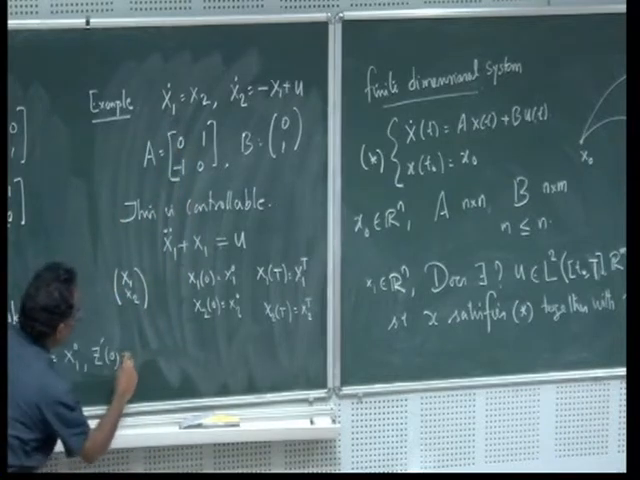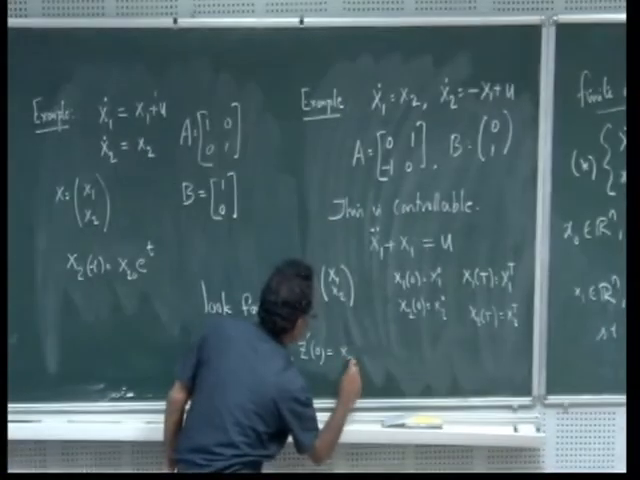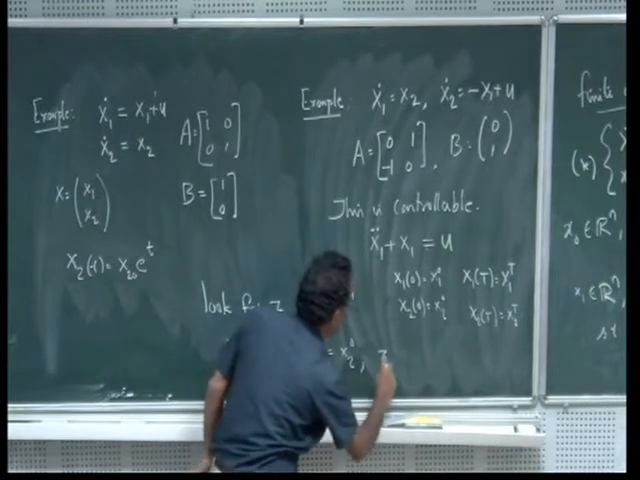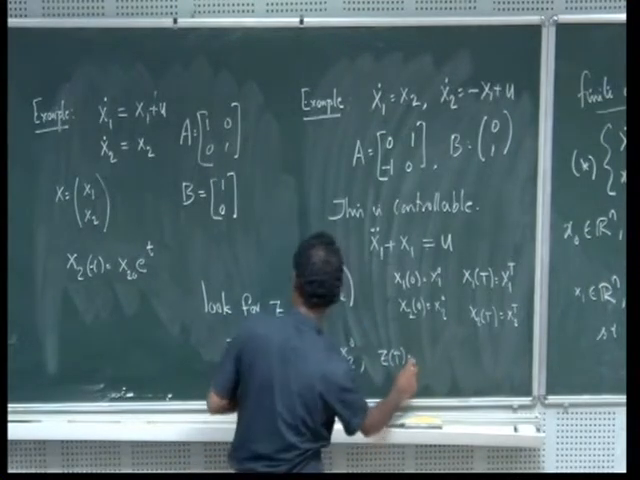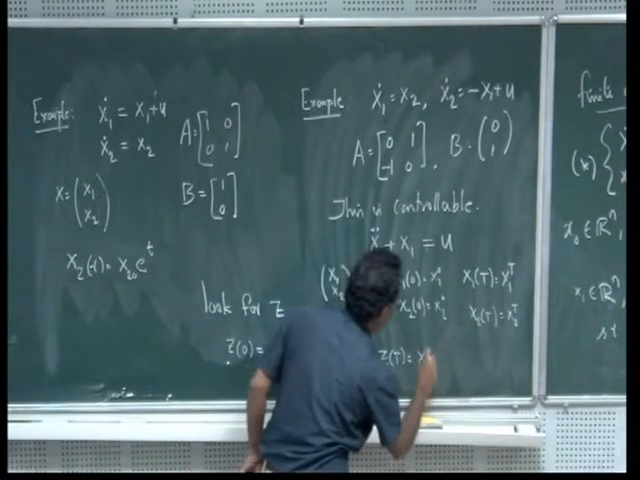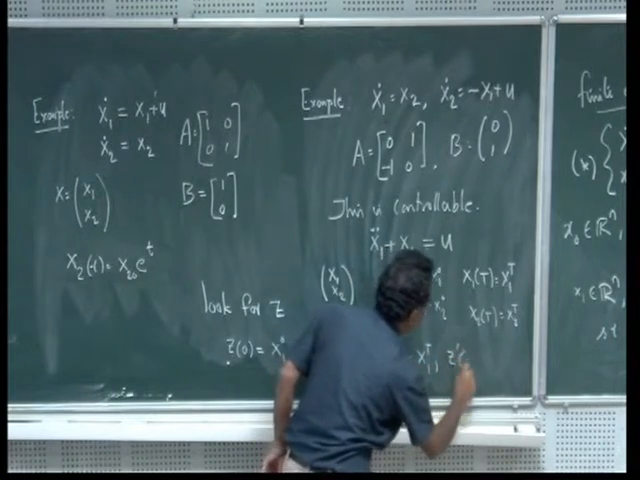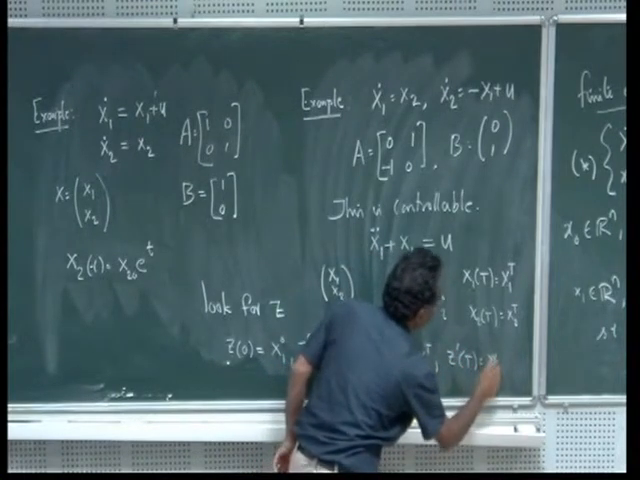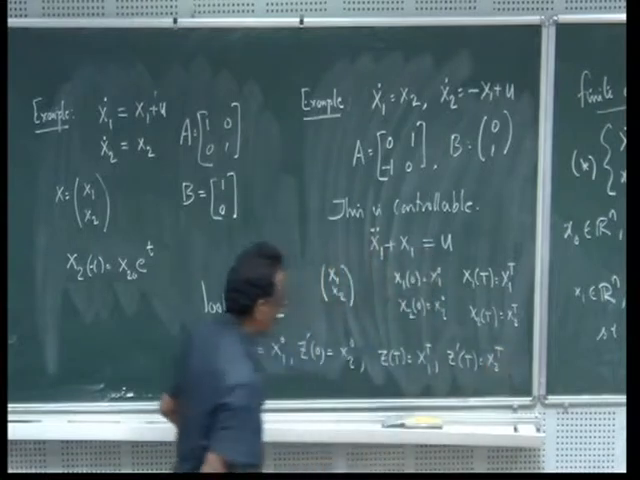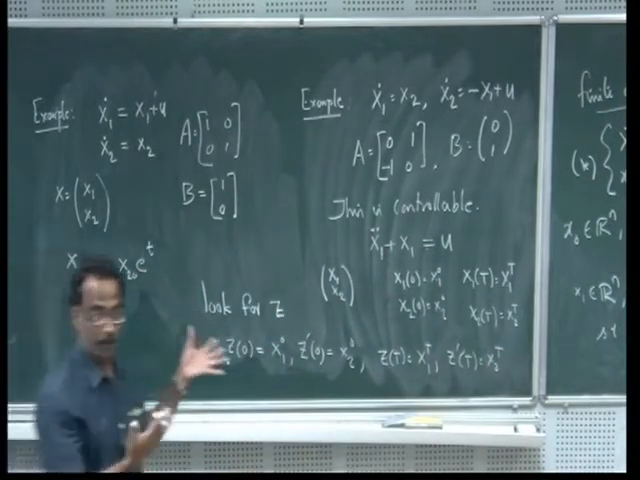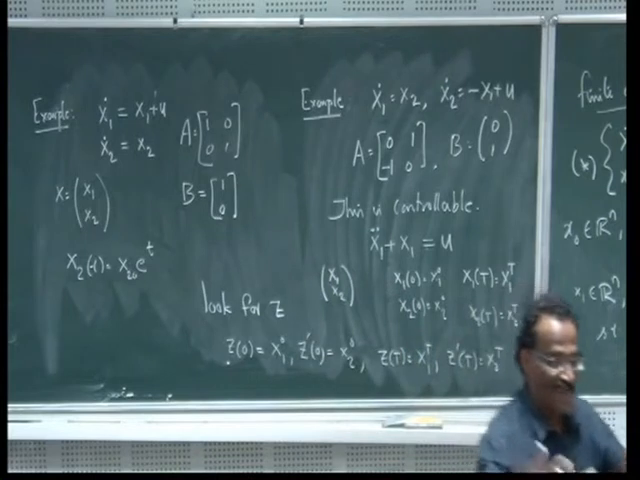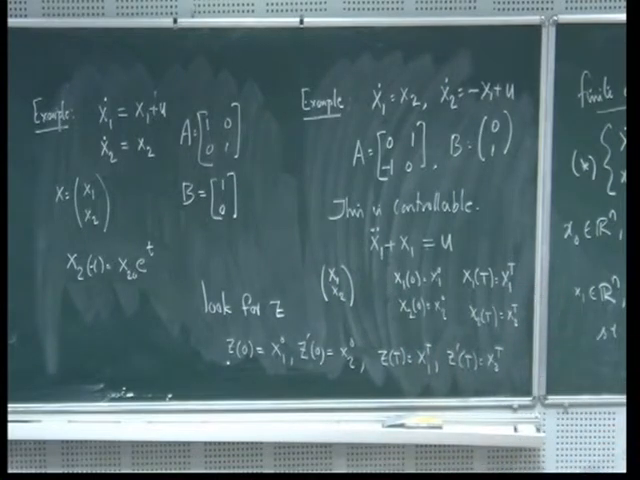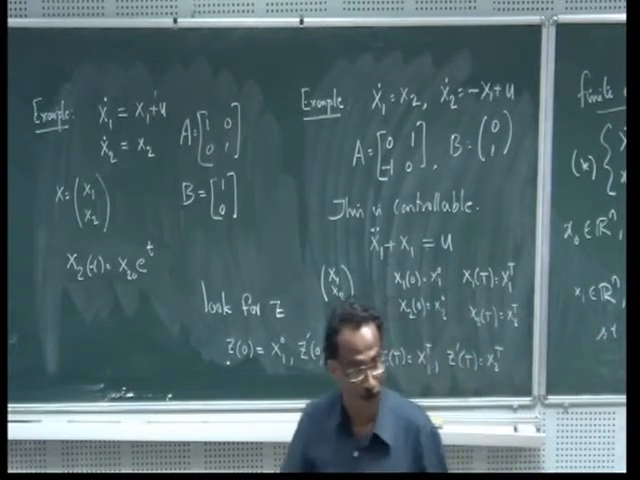So look at x prime of 0 equal to x2 naught, z at t equal to x1 at t, and z prime at t equal to x2 at t. Such a function you can construct plenty, because that's something like an interpolation, right? You have 4 points given and you want to find a function passing through those 4 points.